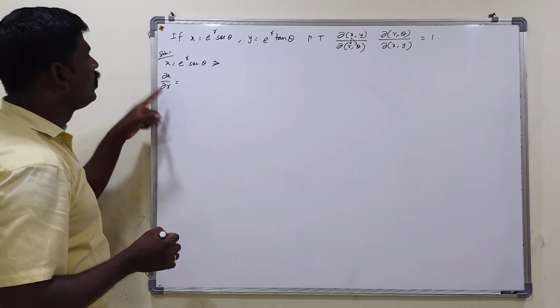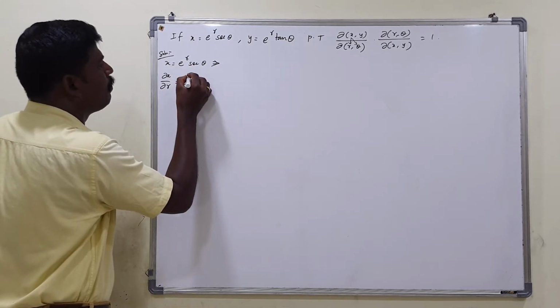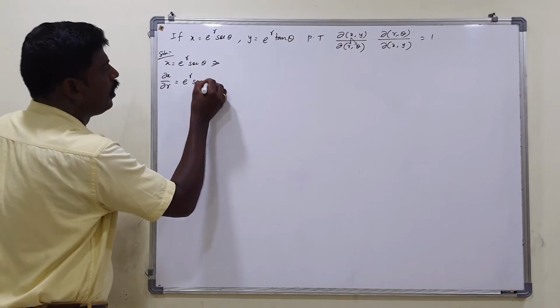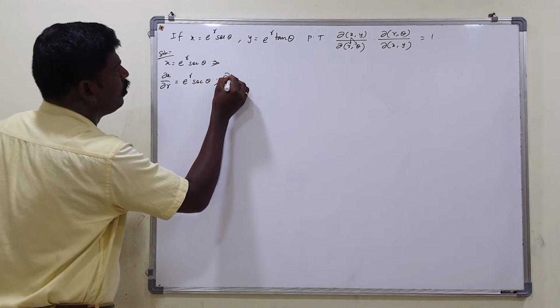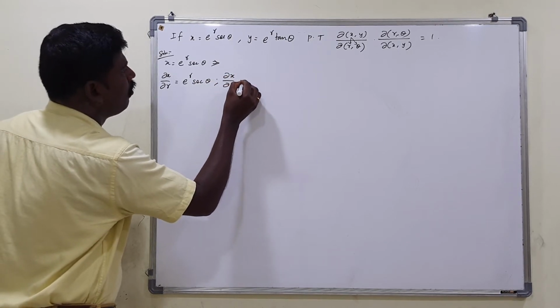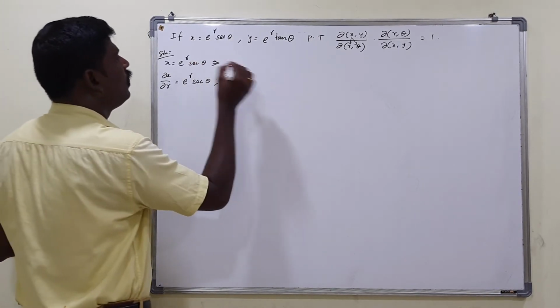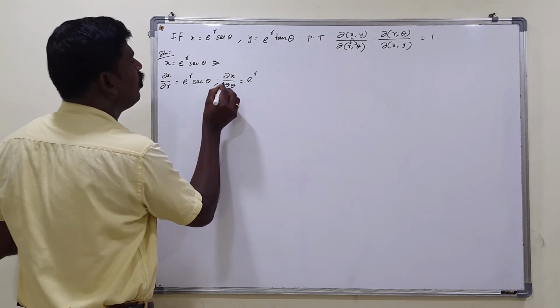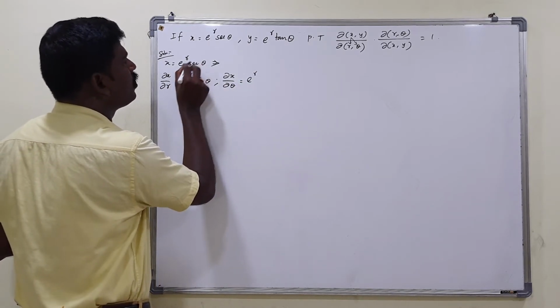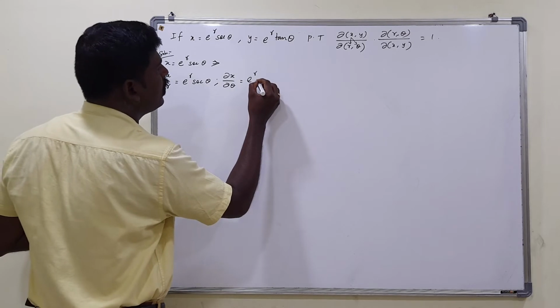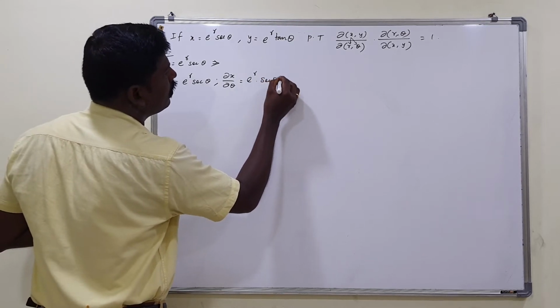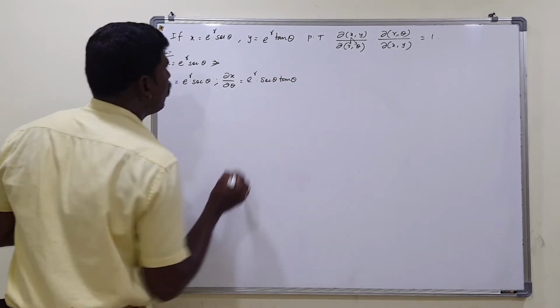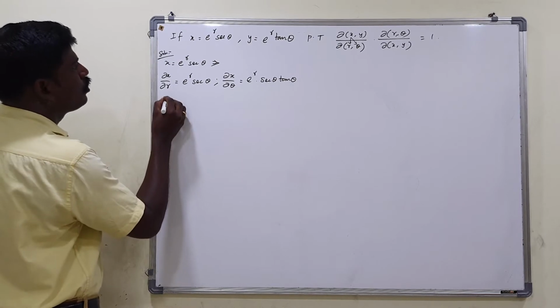From that, what is ∂x/∂r? Differentiate partially with respect to r. So e power r becomes e power r into secant theta. Right? Same like that, what is ∂x/∂θ? E power r is constant. Going to differentiate with respect to theta partially. So the derivative of secant theta is secant theta tan theta. Right?